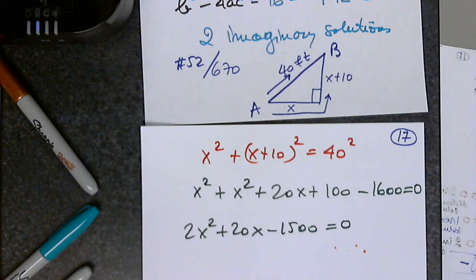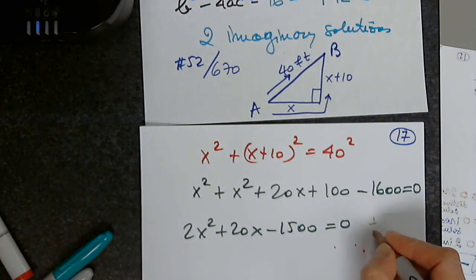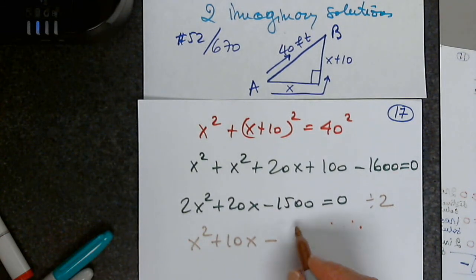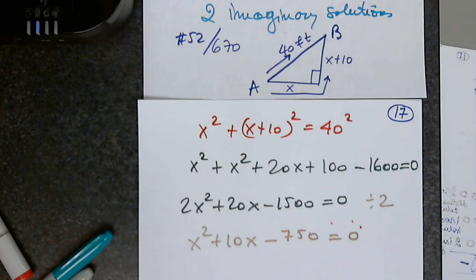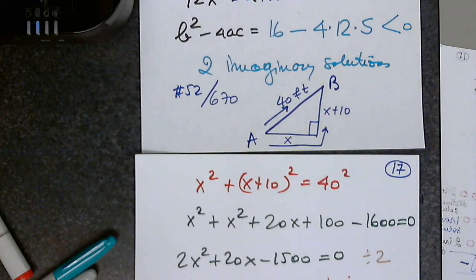Remember, factor, simplify, factor, simplify. I can't factor, but I definitely can simplify, and I will. By what? By 2. So then I have x squared plus 10x minus 750 equals 0. Yes, Becky? I have 4 methods. Which ones will I not even consider?